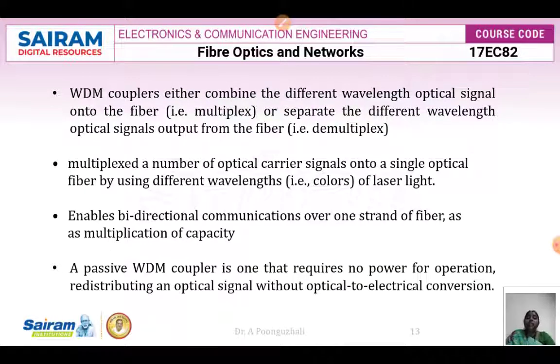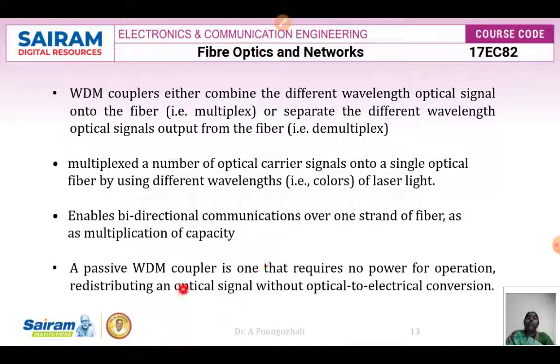A WDM is a wavelength division multiplex coupler. It combines the different wavelengths into the fiber, and then separates the different wavelengths of the optical signals at the receiver side. In this case, we multiplex a number of optical carrier signals onto a single optical fiber by using different wavelengths of laser light. Wavelength division multiplexing enables bidirectional communication over a single strand of fiber, so the capacity of the fiber can be increased.